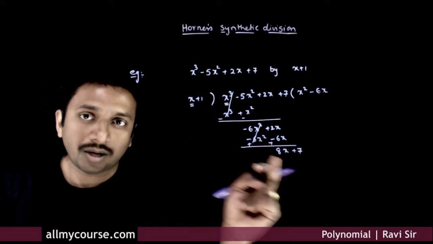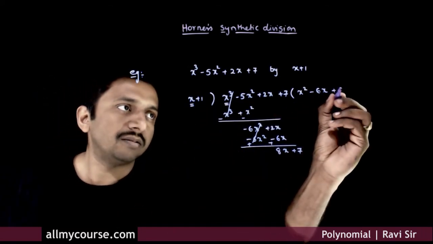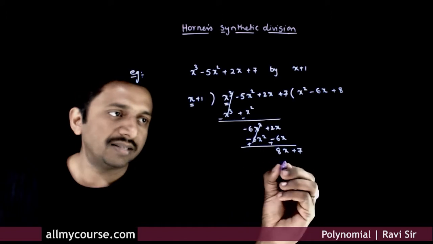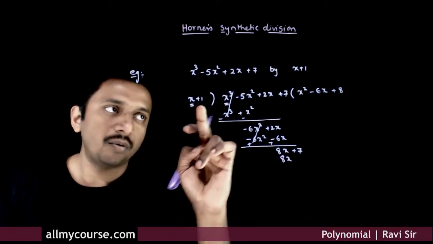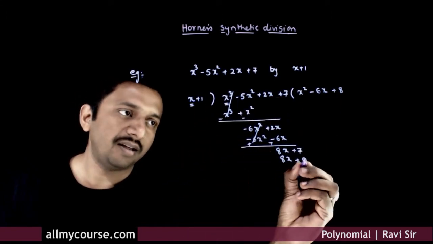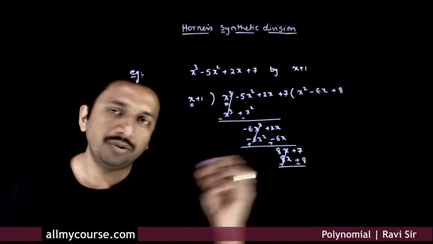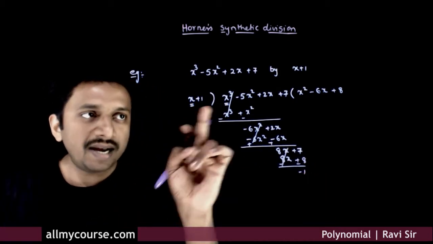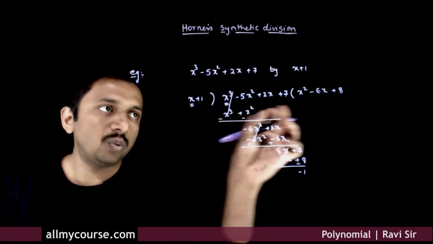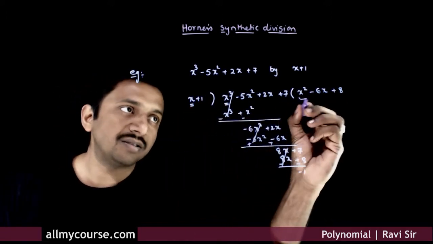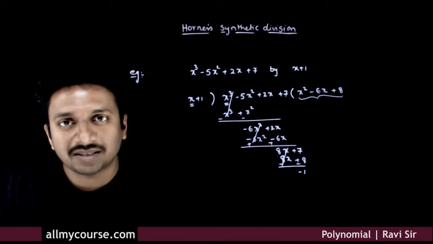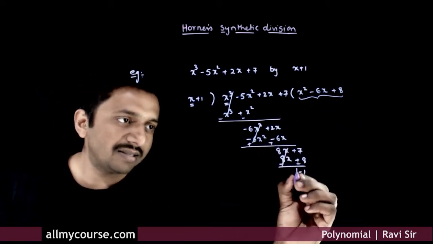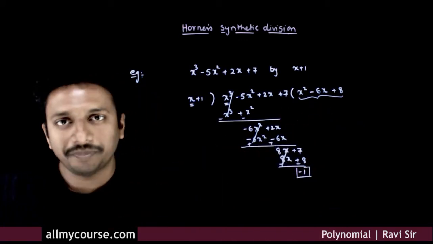Now x into what is 8x? 8 is 8x. 1 into 8 is 8. So if you subtract these two, you get minus 1. So when you divide this polynomial by x plus 1, the quotient is x square minus 6x plus 8, and the remainder is minus 1.